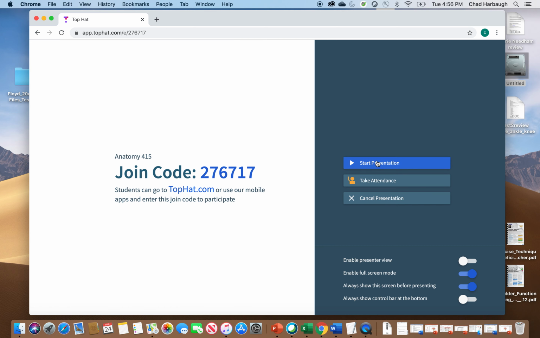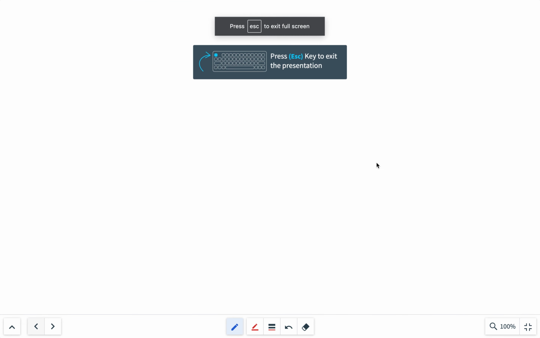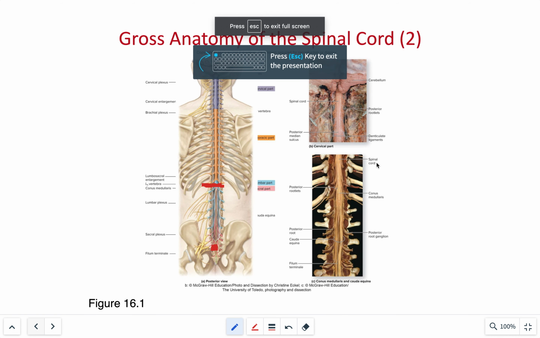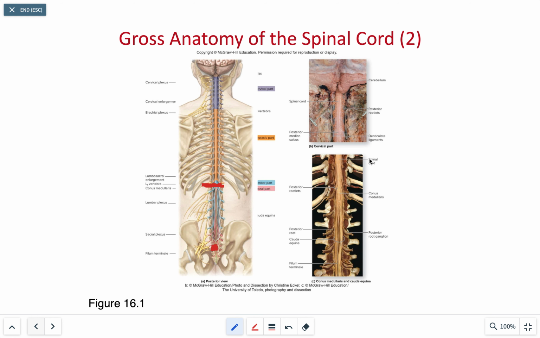Today we're going to be doing a short lecture on just the anatomical features of the spinal cord, chapter 16, and this would be part 1. So when we look at the general divisions of the spinal cord, what we're going to see is that we have a cervical plexus usually. It's going to terminate about C7, so from C1 to C7.